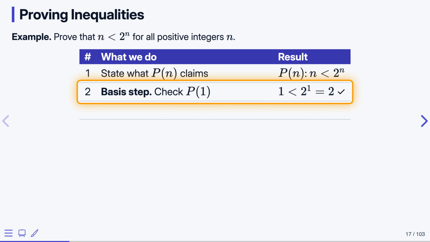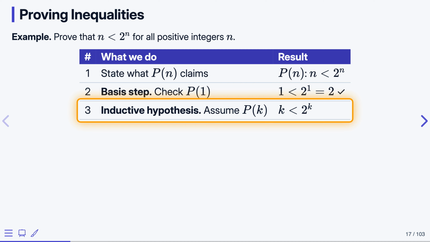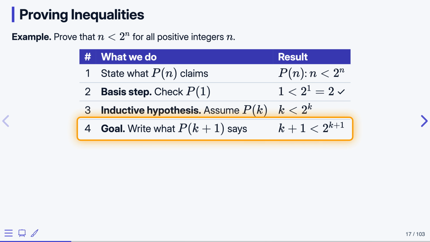Step 3. The inductive hypothesis. Assume k is less than 2 to the k for one arbitrary positive integer k. Step 4. Write the target. P of k plus 1 says k plus 1 is less than 2 to the k plus 1. The working is on the next slide.